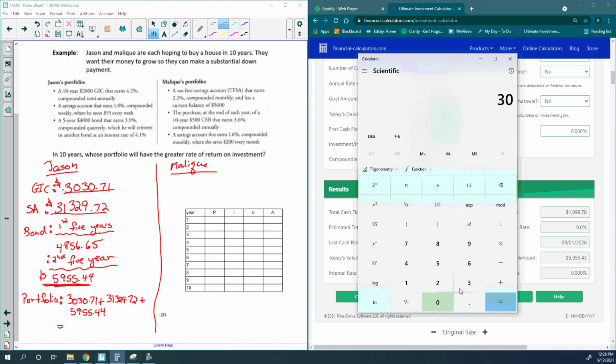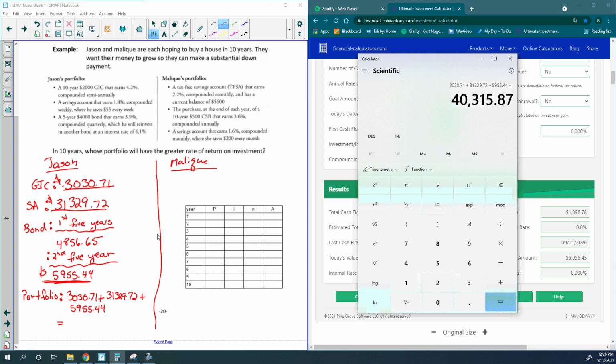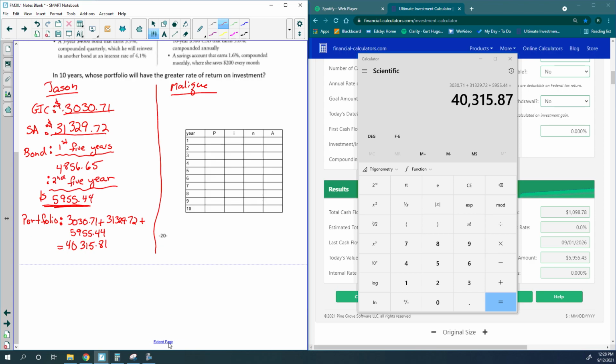So $30,030.71 plus $31,329.72 plus $5,955.44. So at the end of this, he has $40,315.81.